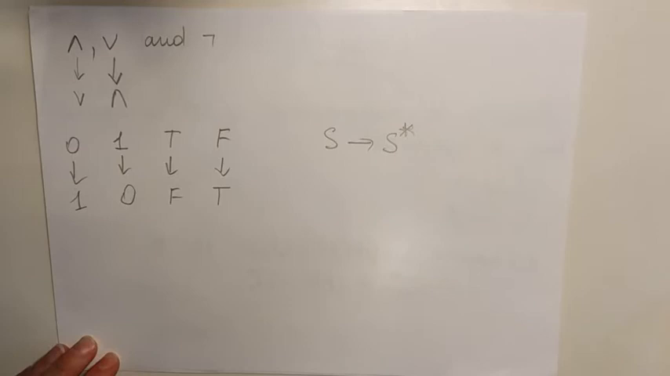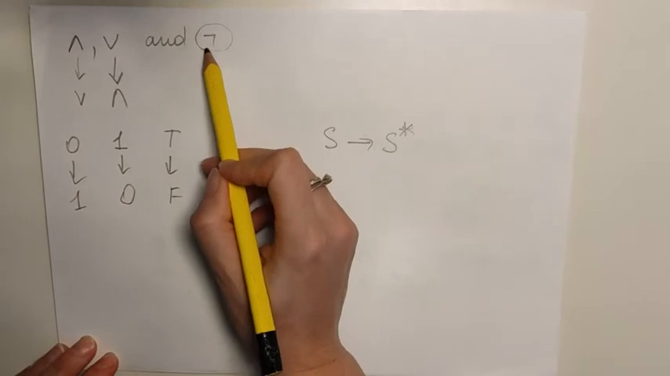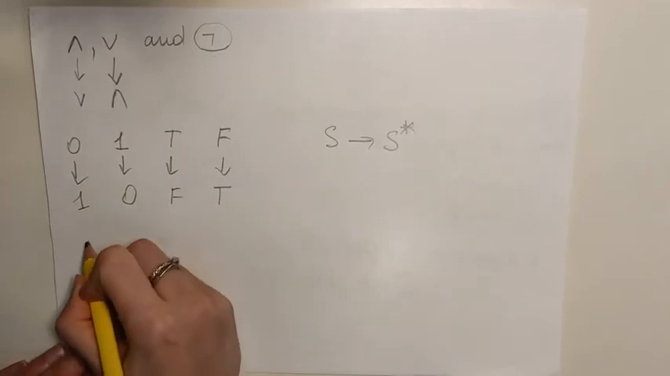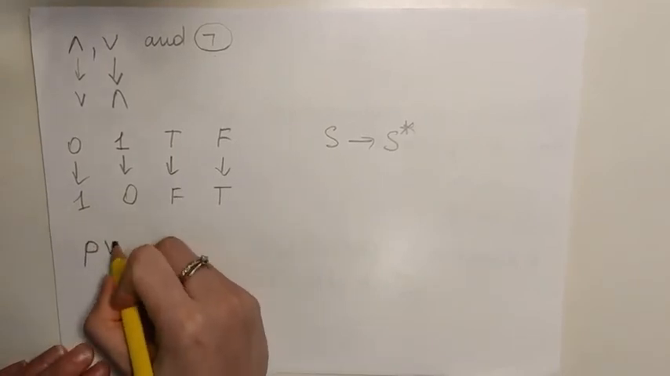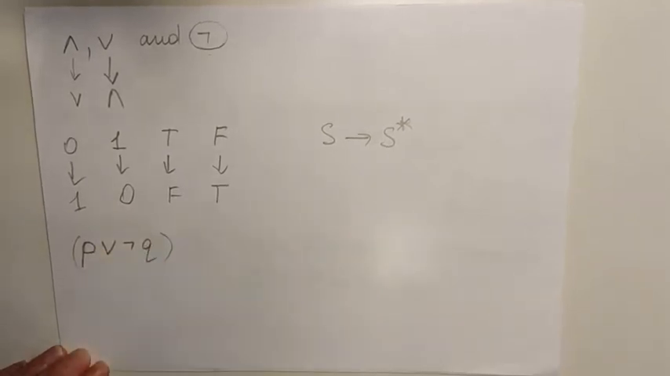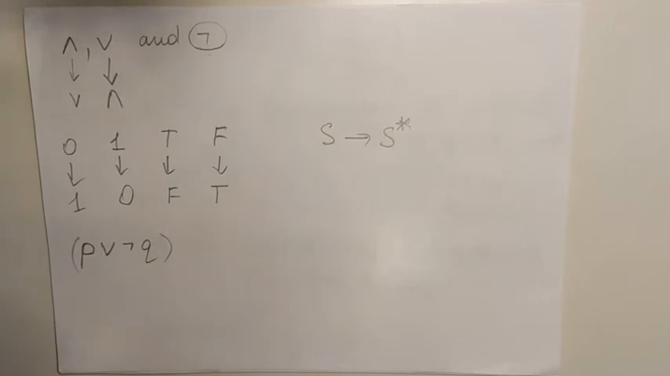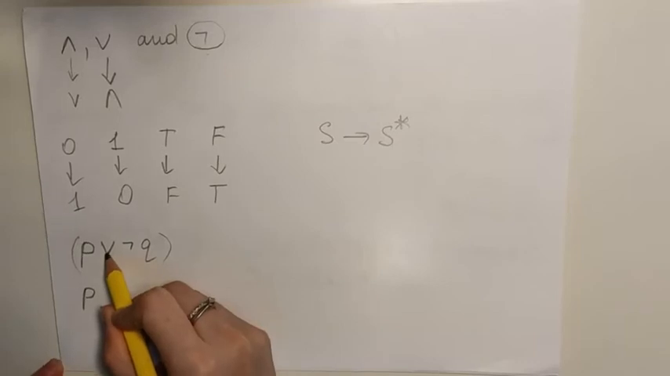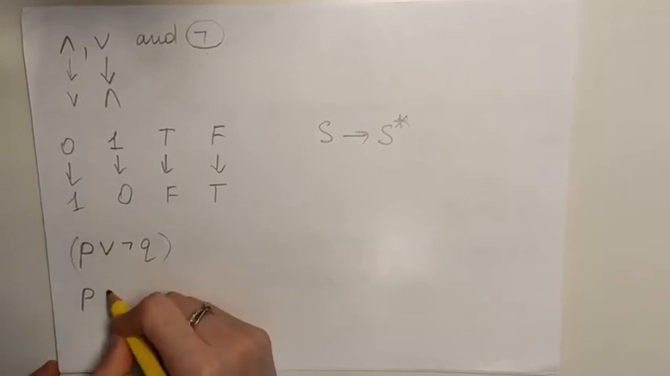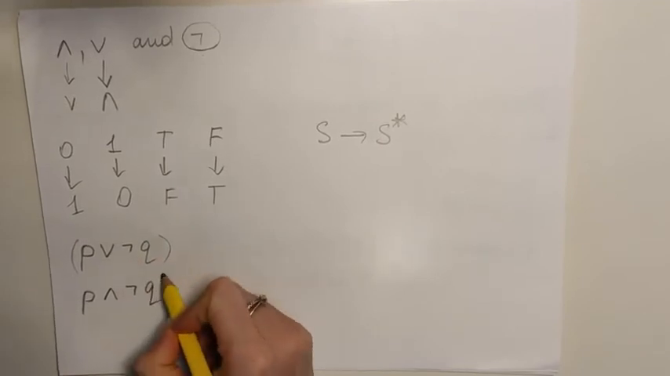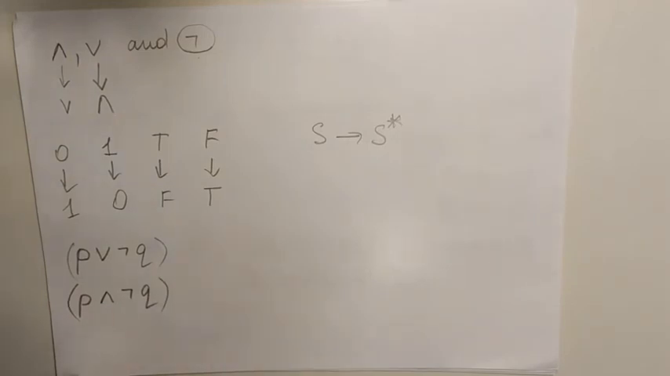And let's find the dual of some propositions. But remember that the negation remains the same. Okay? So, P or negation Q. Find the dual of this proposition. The dual of this proposition is P, we replace or by and, the negation remains the same.